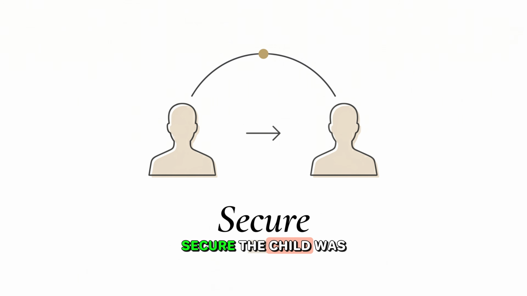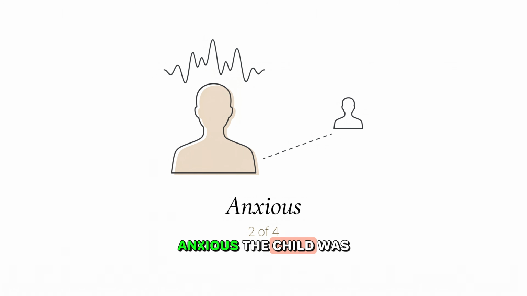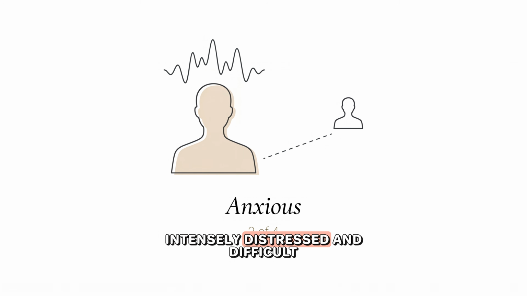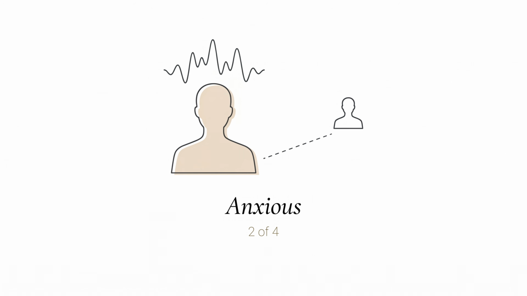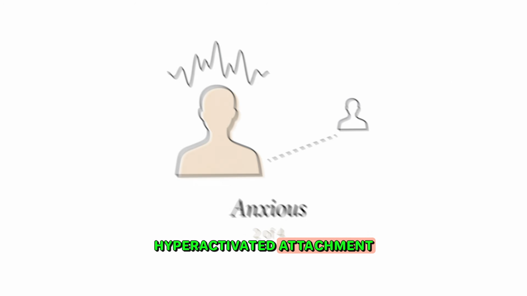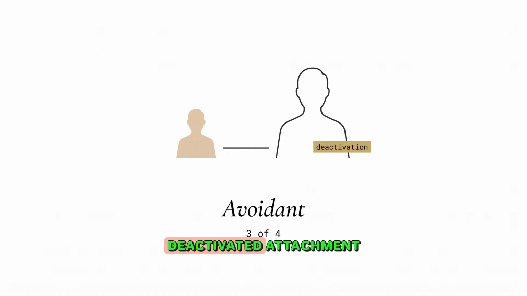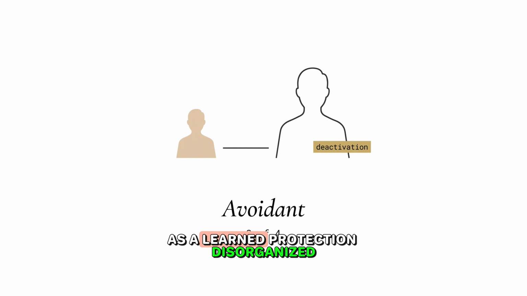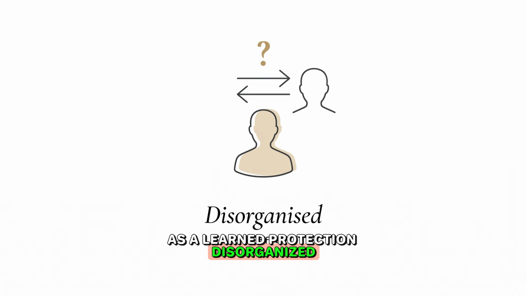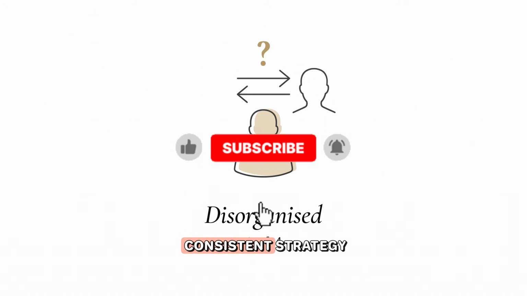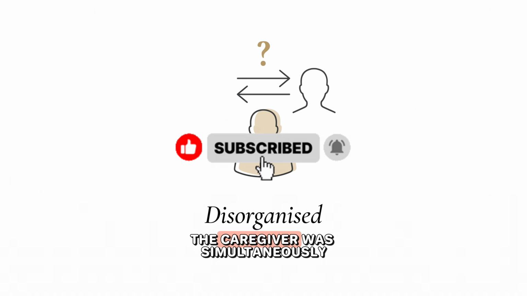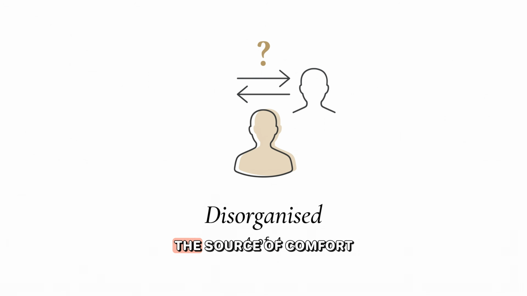Secure. The child was distressed by the separation but soothed by the return. Anxious. The child was intensely distressed and difficult to soothe. Hyperactivated attachment. Avoidant. The child appeared indifferent. Deactivated attachment as a learned protection. Disorganized. The child had no consistent strategy. The caregiver was simultaneously the source of comfort and fear.